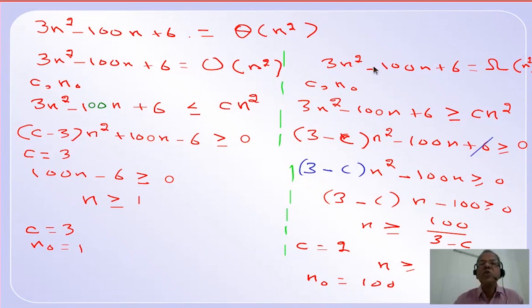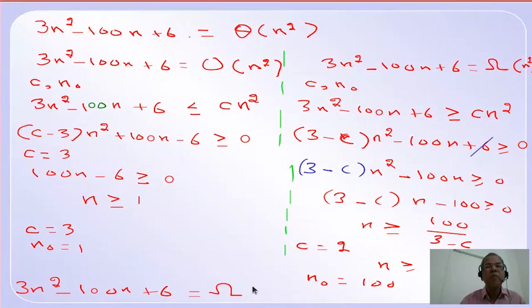I have proved that 3n squared minus 100n plus 6 is greater than or equal to cn squared. Since I have proved both, this f of n is big O of n squared and f of n is big omega of n squared. I have shown that 3n squared minus 100n plus 6 is equal to big theta of n squared. Let me prove it in another way.